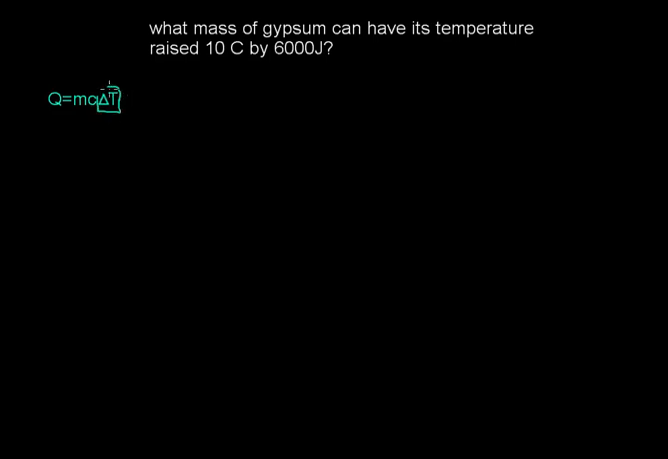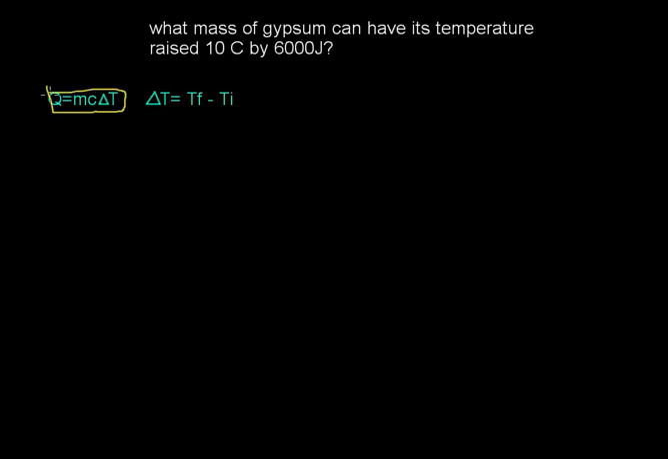Delta T is one entire unit. Delta T is basically, so here it is, I just wrote it down. Delta T is equal to Tf minus Ti. Tf is the final temperature of the entire substance, subtracted by the initial temperature of the substance. So for example, we're given what mass of gypsum can have its temperature raised 10 degrees C by 6,000 joules.